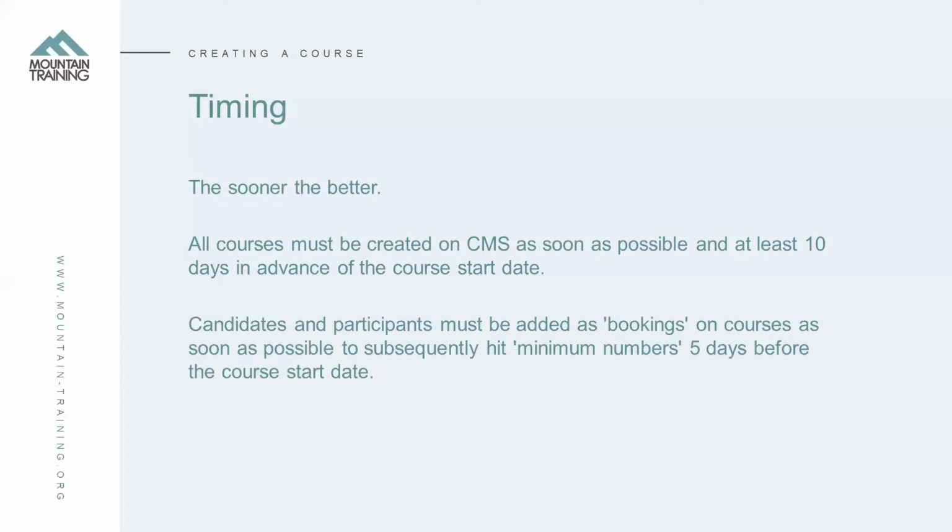We would then expect that candidates and participants can get in touch with you, arrange their bookings and have everything sorted, and we would ask that you then add those bookings onto the course, which I'll show you in a moment, as soon as possible again, and to hit minimum numbers, which varies from course to course, at least 5 days before the course start date. If you're not sure what the minimum numbers are for your particular course, that can be found in the provider and course staff area, and I'll just quickly show you where that is.